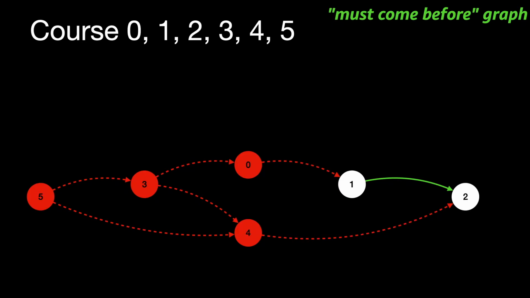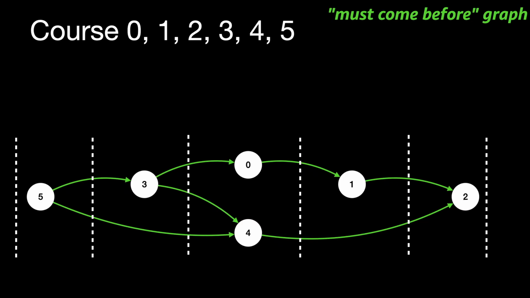Then we update the outgoing neighbor of course 0, which is course 1. We also update the outgoing neighbor of course 4, which is course 2. Now course 1 is ready to be scheduled without any prerequisite. We schedule course 1. We then update the prerequisite of the outgoing neighbor of course 1, which is course 2. We can now schedule course 2, and finally all of these courses have been successfully scheduled. Problem solved.